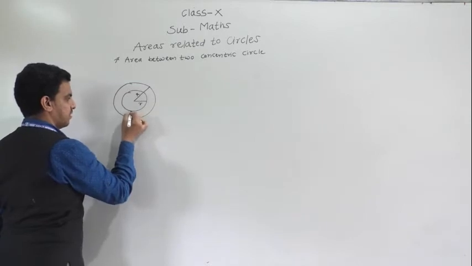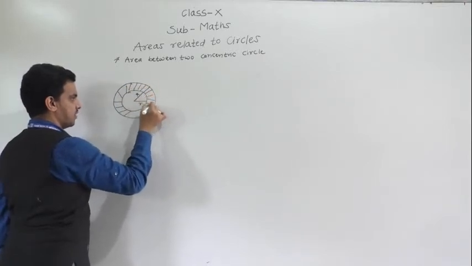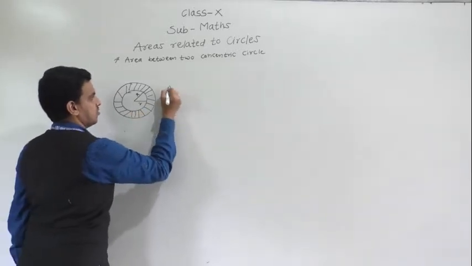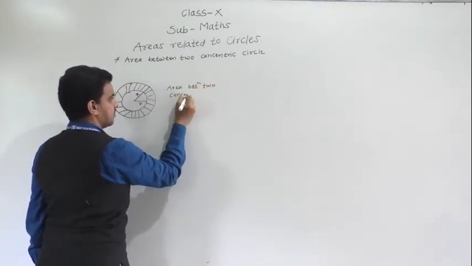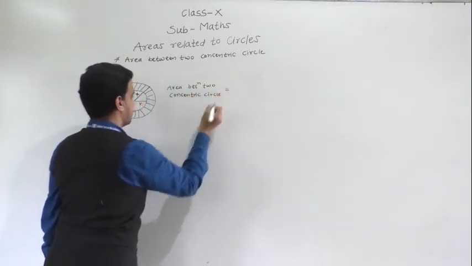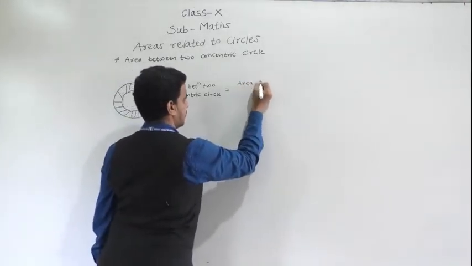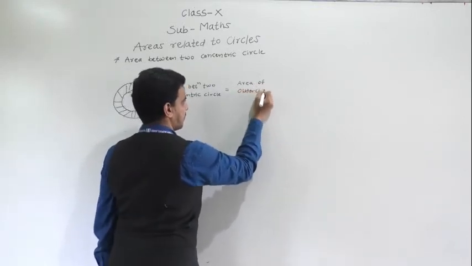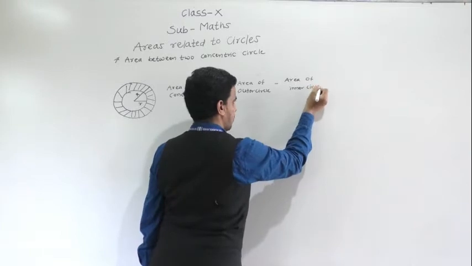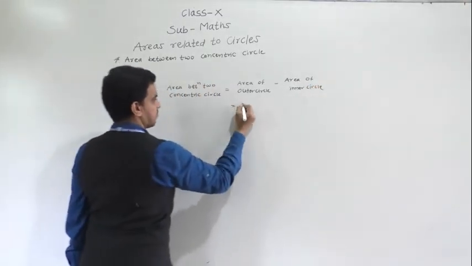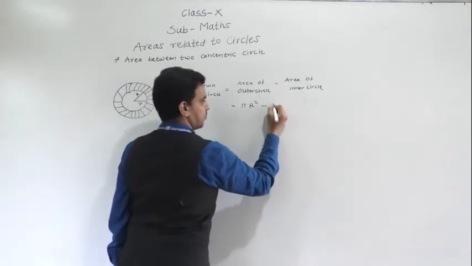If we have to find the area between two concentric circles, meaning this area, how will we get it? That is the area of the outer circle minus the area of the inner circle. The outer circle has radius capital R, so its area is pi R square, minus the area of the inner circle. The inner circle has smaller radius, therefore it is pi r square.